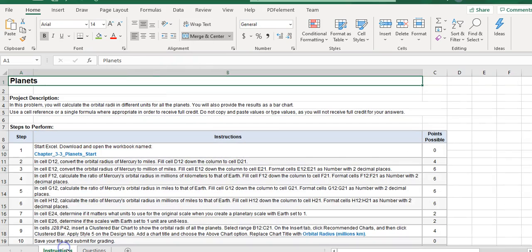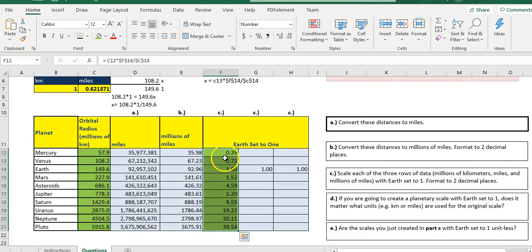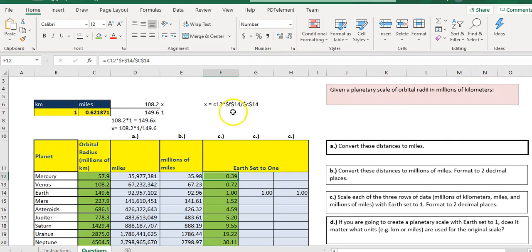All right, so let's look at our instructions really quick. So it says to calculate this information, format them with numbers with 2 decimal places. So these are all formatted as numbers with 2 decimal places. So I would like to talk about this formula that we had up here again. So notice that F14 is always 1, right? So when you multiply something by 1, it doesn't have any impact on it.